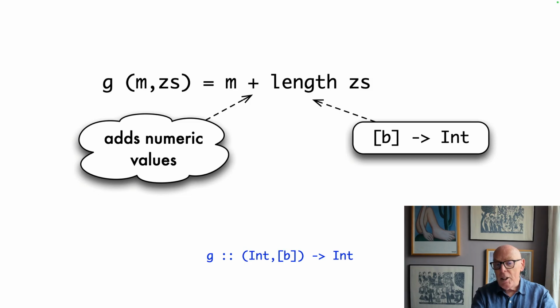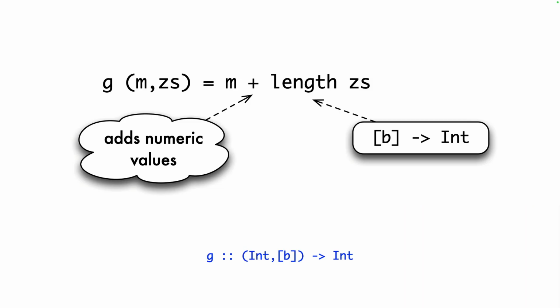On the other hand, all we know about the type of z is that it's a list. We don't know anything about the elements. So g is a function which takes a pair which is an integer and a list of b, where b is a type variable, and then returns an integer. So that gives us our 2 functions now, f and g.